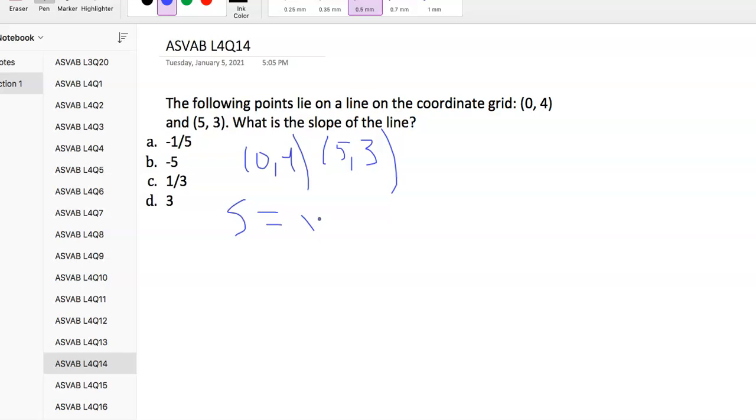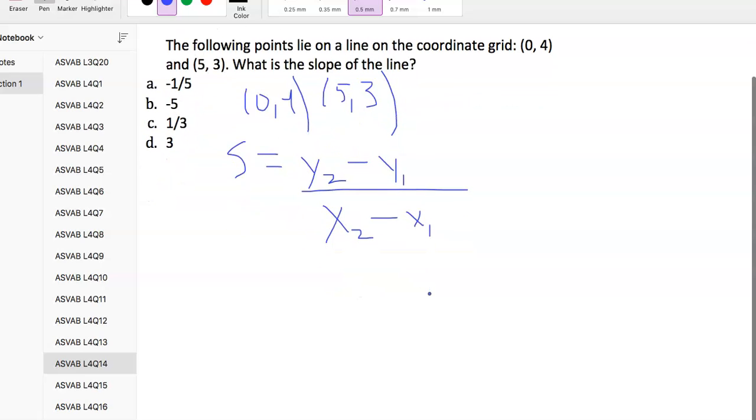So the formula for slope is y2 minus y1 divided by x2 minus x1. And yes, that is definitely something you need to memorize. You will see slope almost for sure.